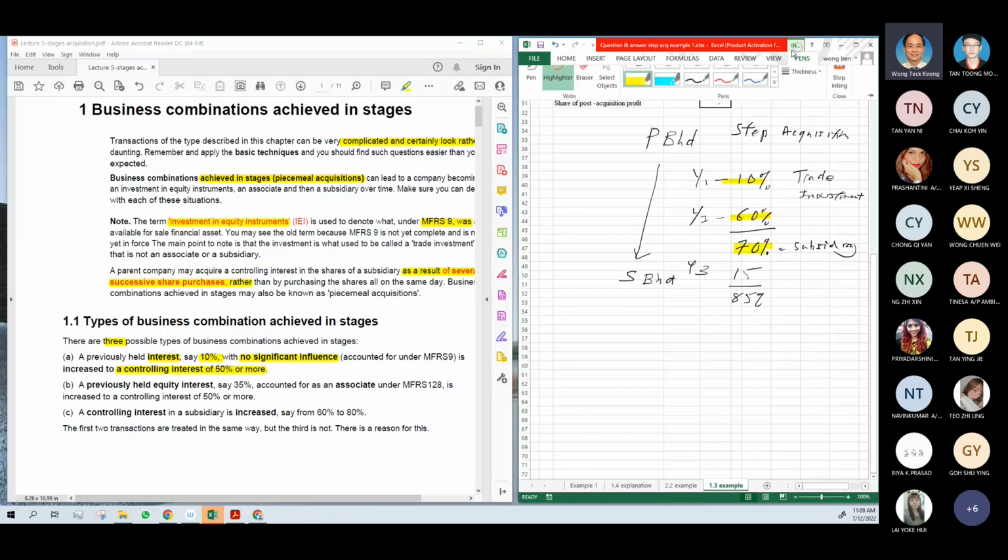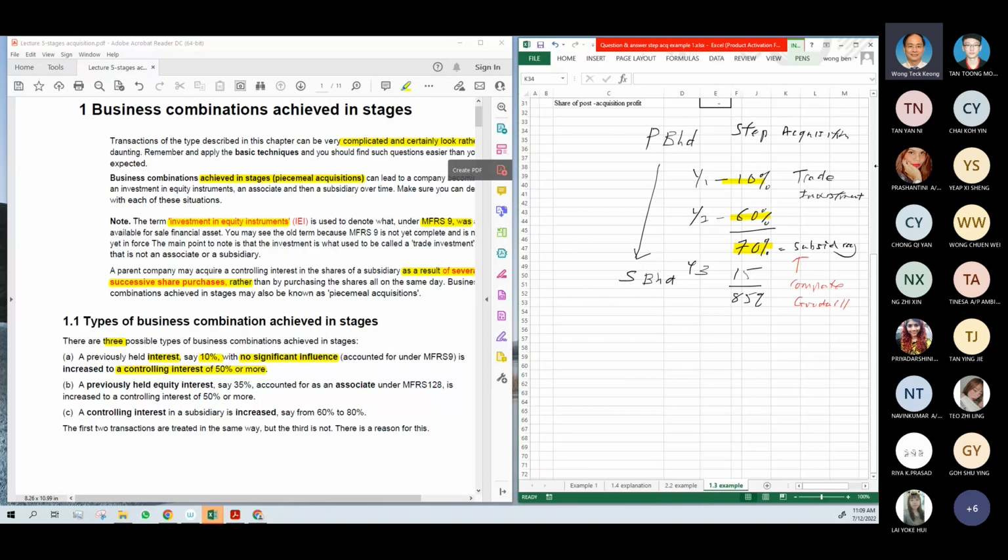So now at this stage, what you need to do is compute goodwill. When you compute goodwill the normal way, consideration plus NCI minus net assets. So this is the first type, 10% plus 60% equals 70%.